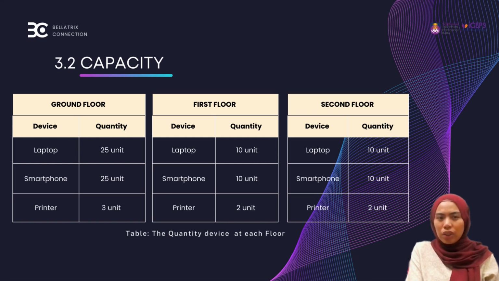This information is crucial for understanding the capacity and device distribution throughout the building. It helps in planning and optimizing resources based on the needs of each floor. For instance, the second floor has a higher quantity of devices, indicating a potentially higher demand for network resources and infrastructure.